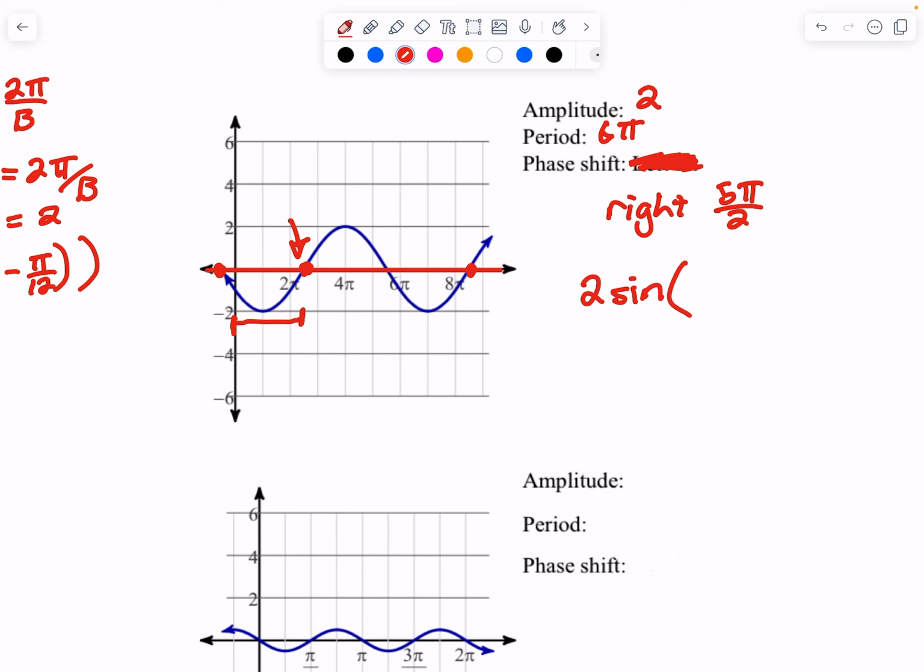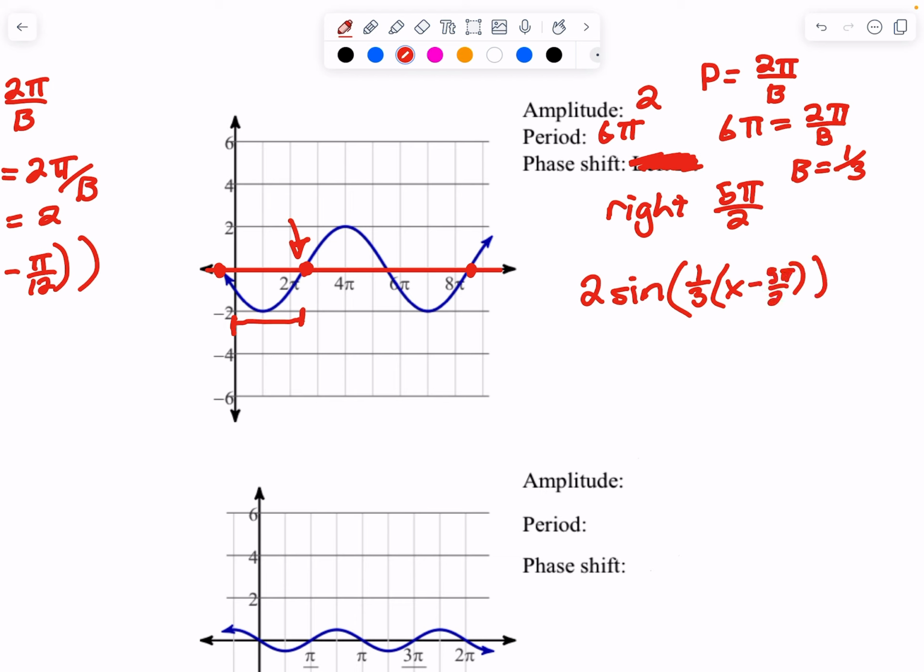And I got to figure out the period. Okay, normal period is 2 pi over b. We figured out the period was 6 pi. So 2 pi over b equals 6 pi. If I solve for b, I would multiply by b, divide by 6 pi, and I'm going to get a 1/3. So I get a 1/3 here. And then I got to respect the shift. So the shift goes over positive 5 pi over 2, but since I want it to go to the right, I'm going to put a negative. Got myself mixed up there.